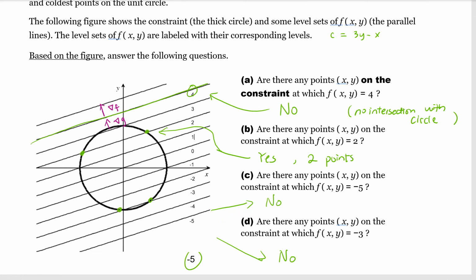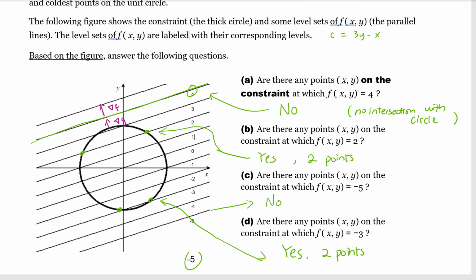At 4, still no. At f equals 2, we still have 2 points. And at negative 5, still no intersection. But at negative 3, we actually have 2 points. Our graph was not so accurate. Okay, sorry about that. And now look at the picture.